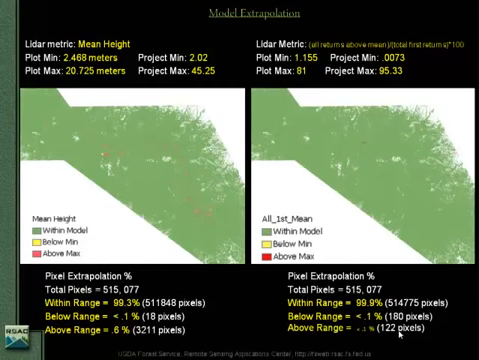But this just sort of reemphasizes the point that when you collect your field data for this methodology, you really want to try and cover the variation in the landscape as efficiently as you can.